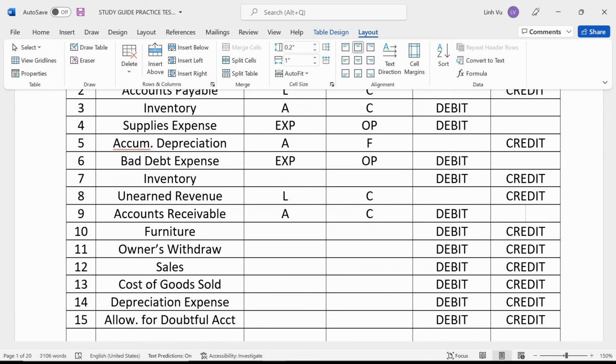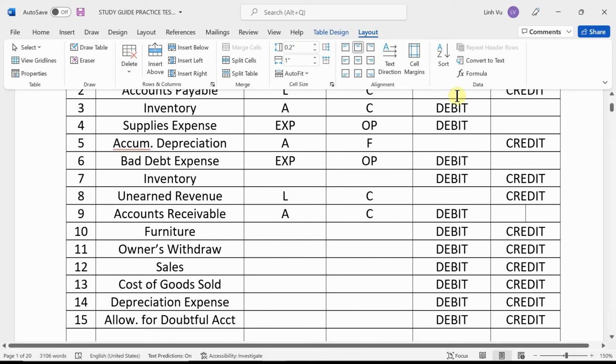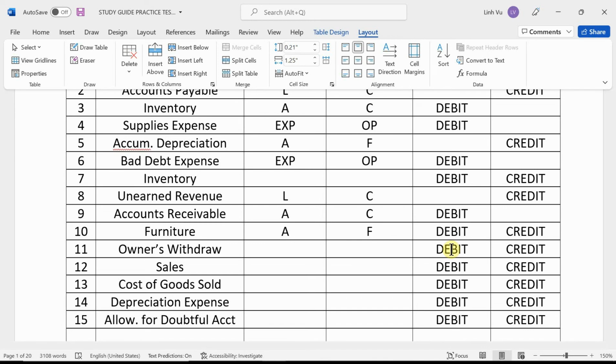Okay. What about furniture? Asset. It's an asset, okay. What kind of asset? Fixed. Good. And what kind of balance would this have? Debit.